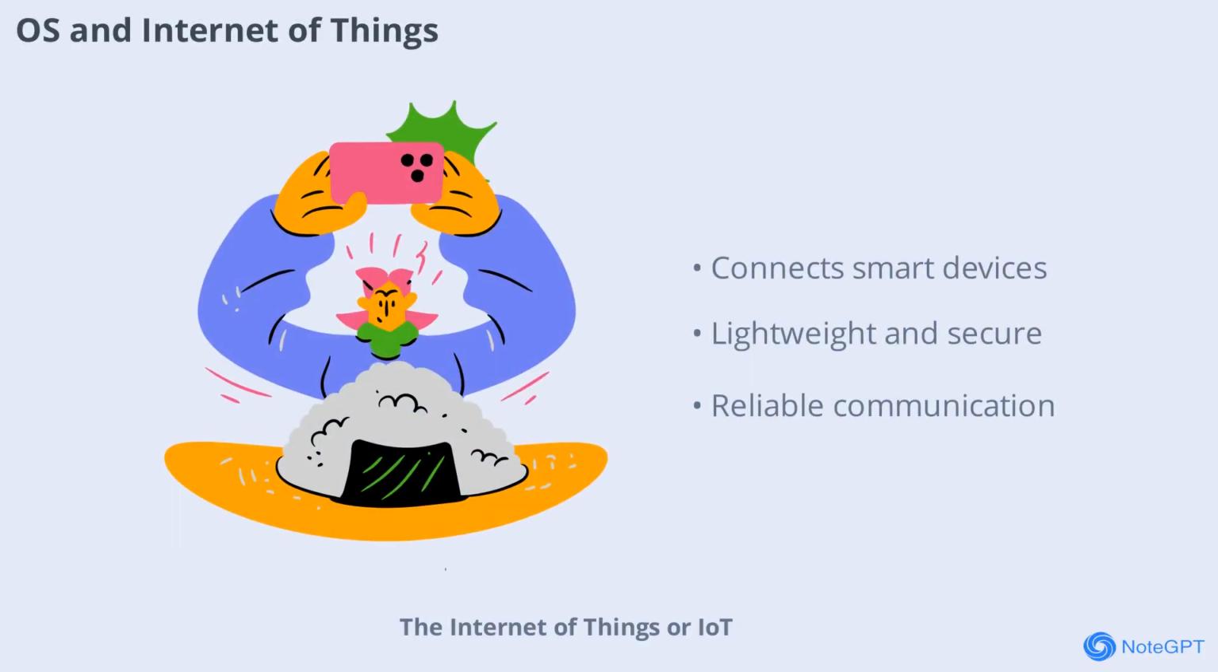Internet of Things, or IoT, relies on specialized operating systems to connect and manage smart devices. These OSs are lightweight and secure, designed to run on everything from smart thermostats to wearable fitness trackers. The OS ensures reliable communication and updates, making IoT devices smarter and more useful.